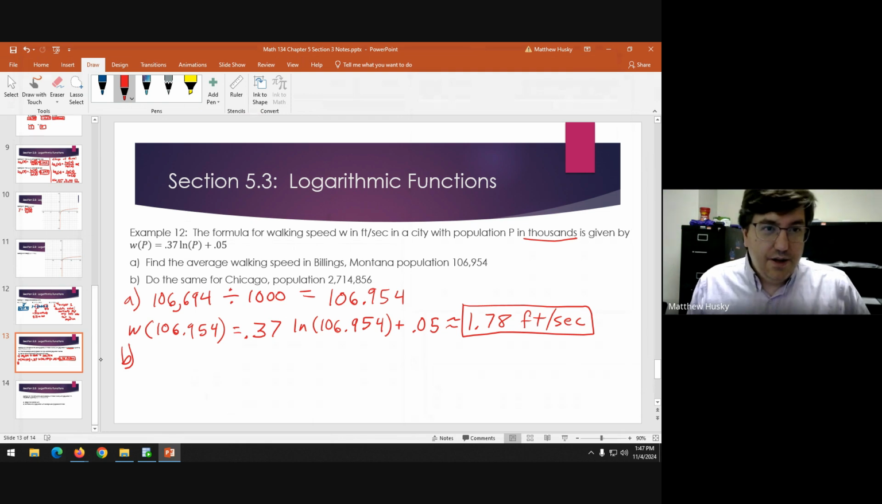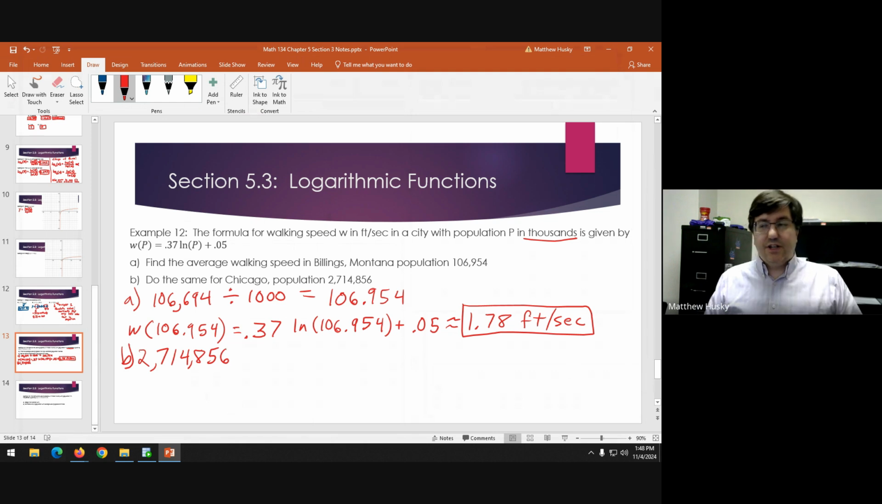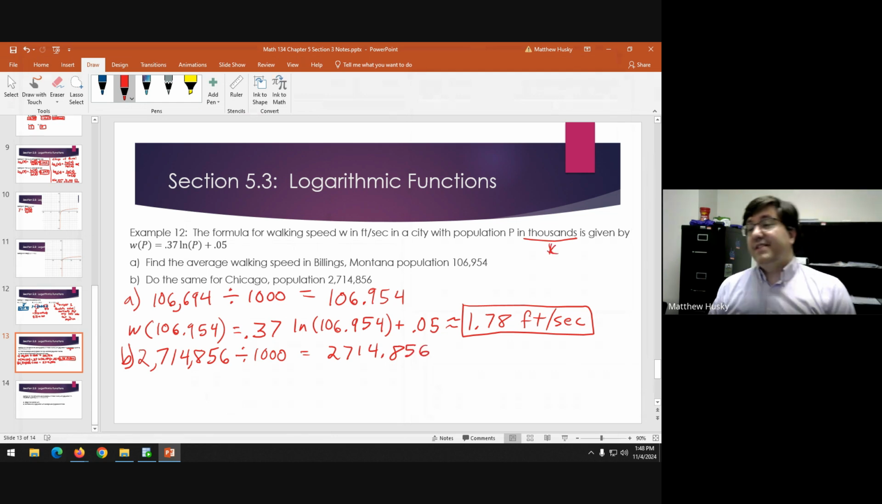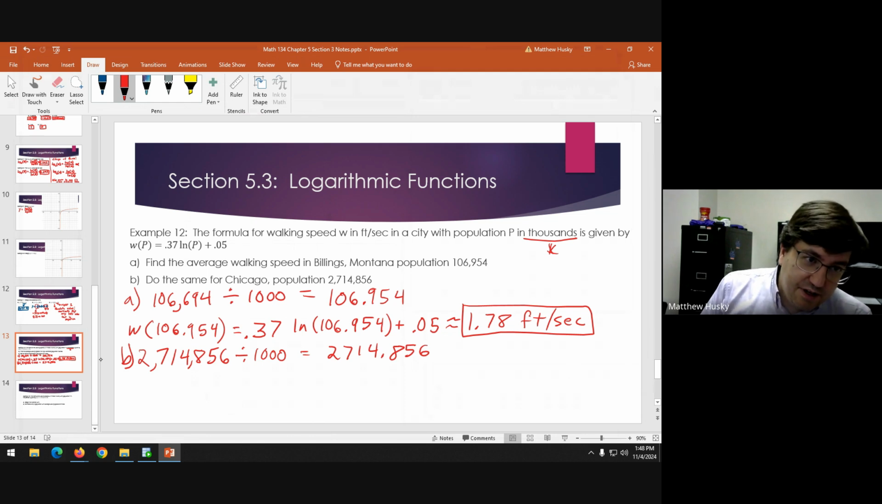Now, Chicago, those are big city folk. They are booking it. They got places to be, things to do. We're going to take the population of the city of Chicago, which is like 2.7 million. We're going to divide it by 1,000, which is going to be 2714.856. Because again, when it says in thousands, we have to divide the population by 1,000. And we're going to put this number into this function that they gave us. And we will see what the average walking speed of people who live in Chicago is.